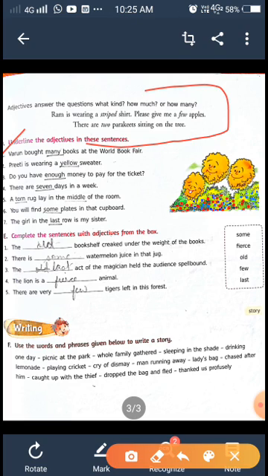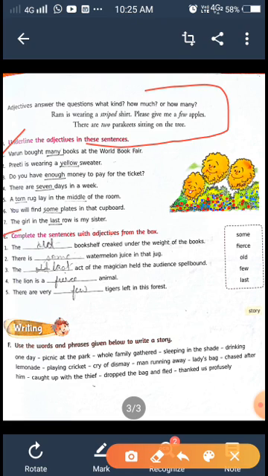Number 4, there are dash days in a week. There are 7 days. That means 7 is the adjective. Number 5, a torn rug lay in the middle of the room. Torn. Number 6, you will find some plates in that cupboard. Some. Number 7, the girl in the last row is my sister. Last.